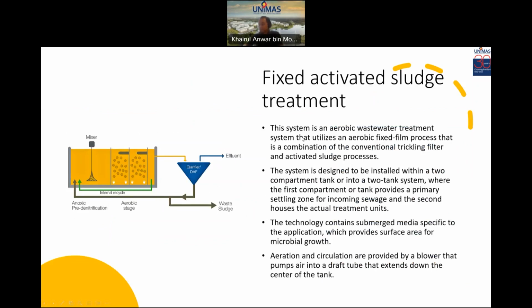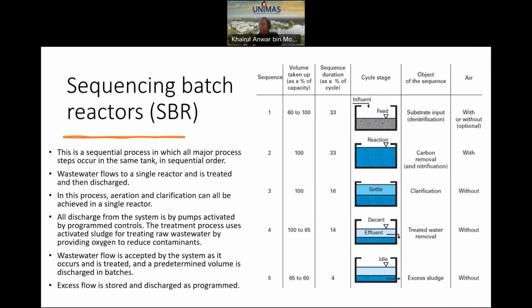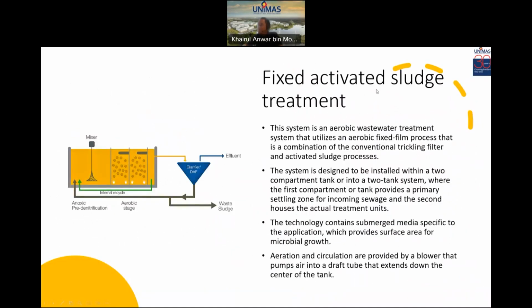So this is an example of an aerobic treatment system under tertiary treatment or advanced wastewater treatment. You have four examples here. First one is fixed activated sludge treatment. This system is an aerobic wastewater treatment system that utilizes an aerobic fixed film process that is a combination of the conventional trickling filter and activated sludge processes.